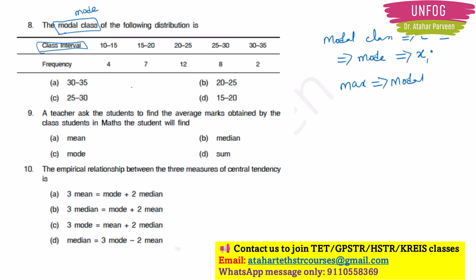Which is the maximum frequency here? In 4, 7, 12, 8 and 2, the maximum is 12, right? So what is the corresponding class interval? 20 to 25. So option B. This will be the modal class. That's all. This is the right answer.